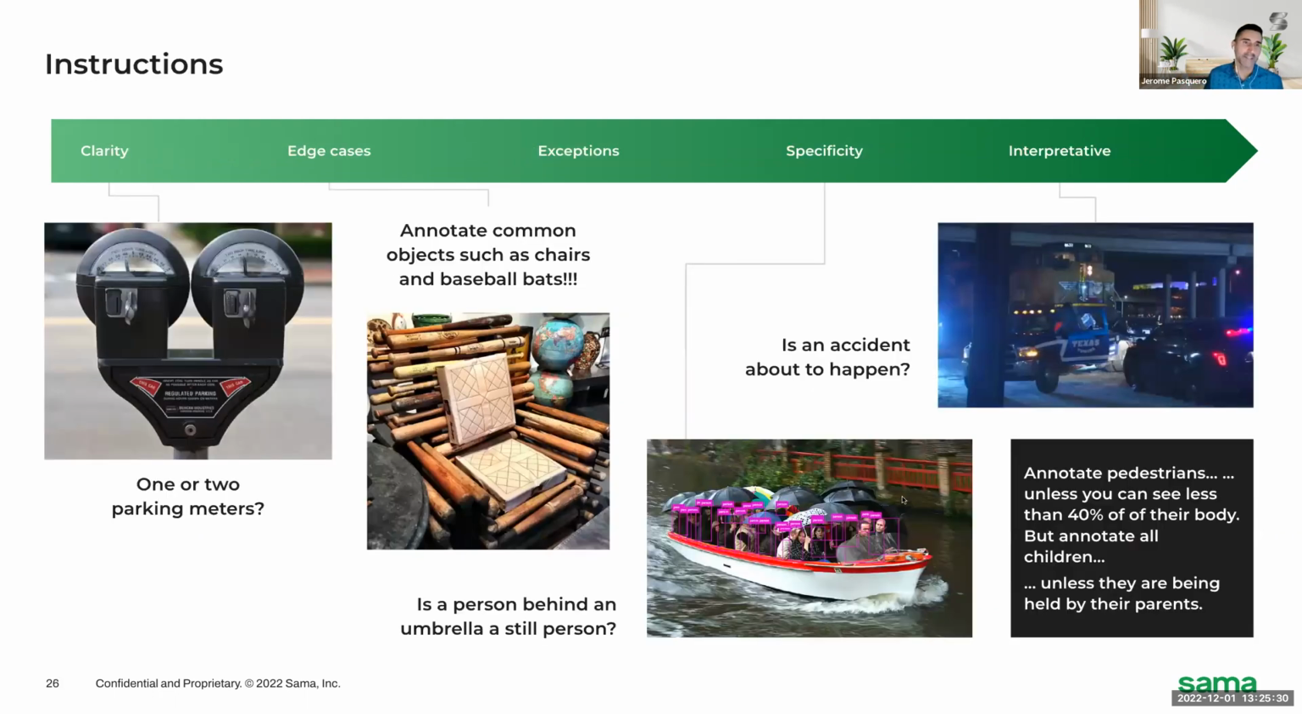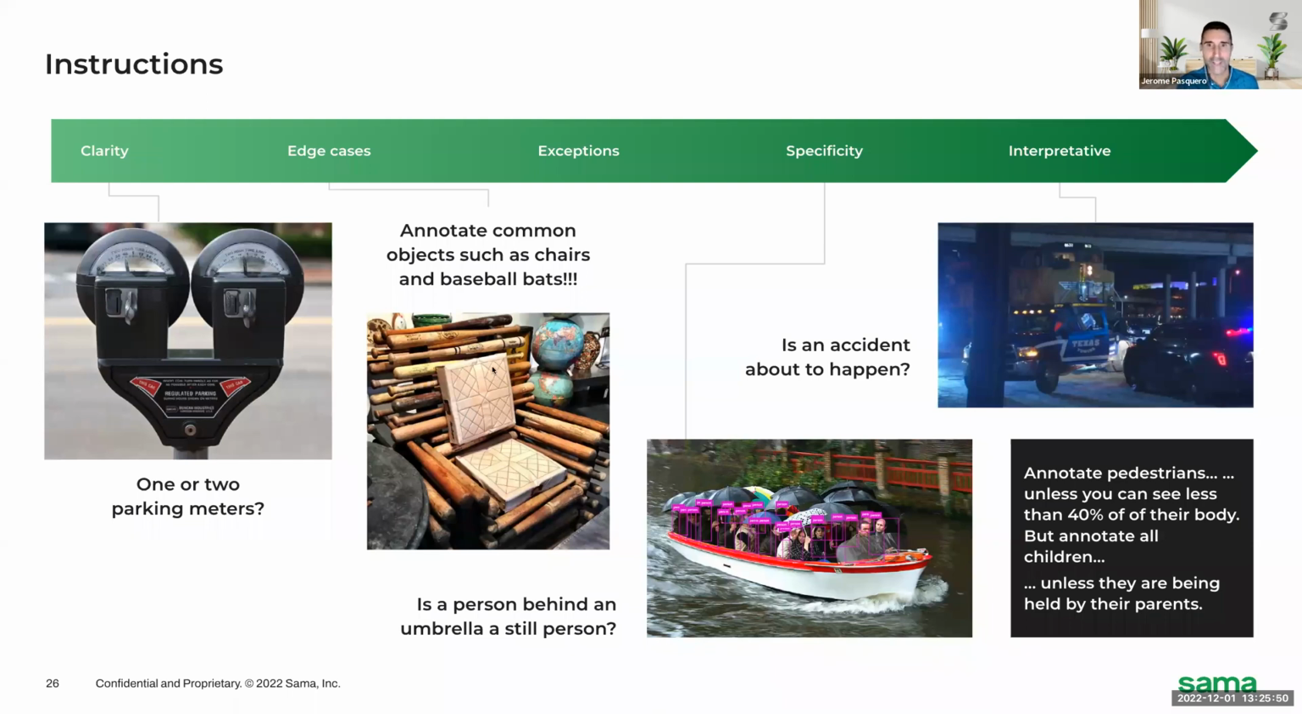The instructions, and that's part of the same thing as the data here, can also go from very clear to requiring some human interpretation. So here I have a few examples. Is this 1 or 2 parking meters? That would be easy to solve, for instance. Is this a chair? Is this baseball bats?